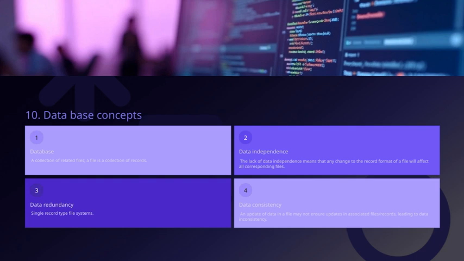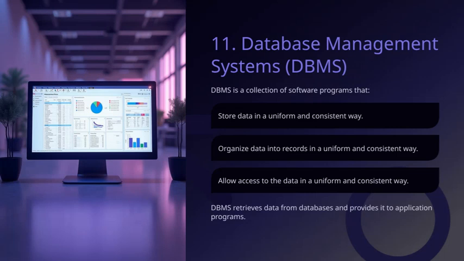A database is essentially a collection of related files, where each file is made up of records. This organization helps manage large amounts of data efficiently, making it easier to access, update, and maintain consistency across the system. All these concepts tie into the overall theme of understanding how data is organized, managed, and kept consistent within information systems.